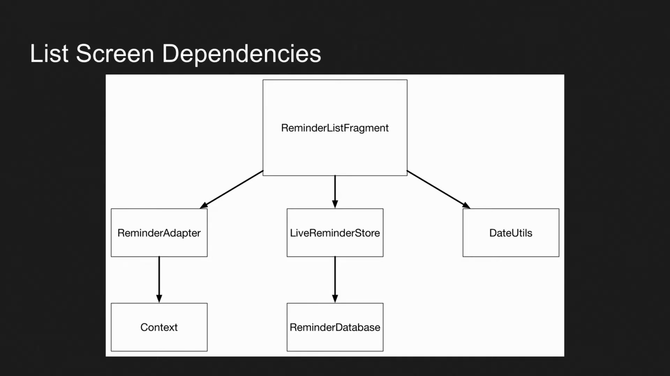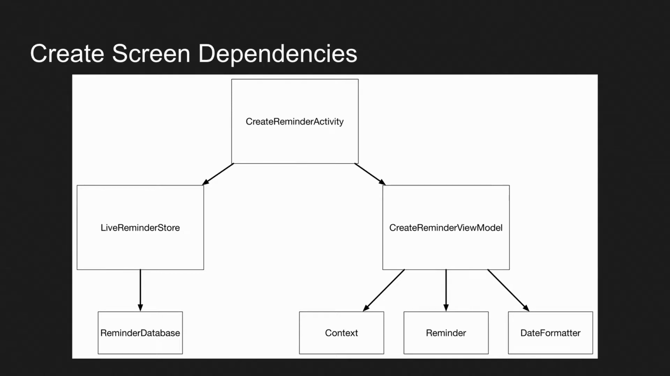Now each of these dependencies also have some other dependencies. So my reminder adapter depends on a context because it's creating a view object. My reminder store is saving things to a database, so it depends on that implementation. My create screen is also kind of similar. Again, it depends on that store because I need to save the reminder once I actually create it. But I also have this view model I depend on. Now, this should tell you I'm using the MVVM architecture. So my view model needs a context because it's just doing some string resource grabbing, a new reminder object, and a date formatter.